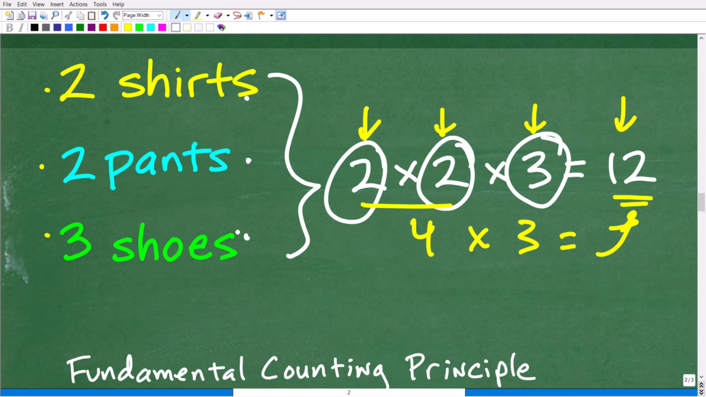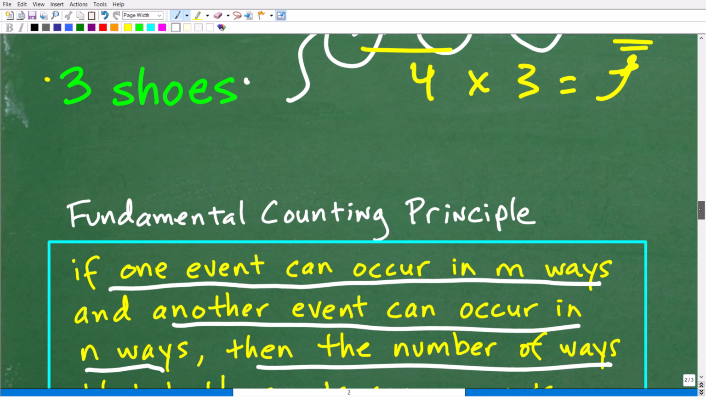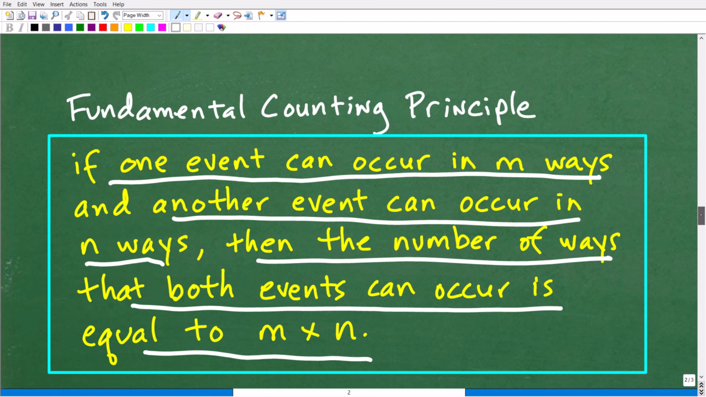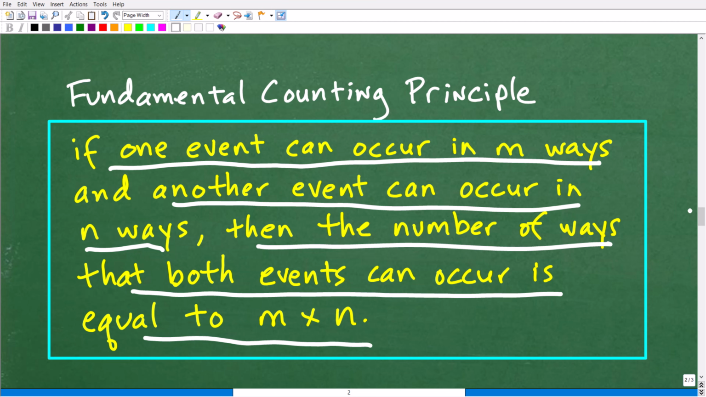Now, if you are a little bit confused, I understand that, and you're probably going to want to do more of these types of problems if you are taking some sort of class that involves counting. But again, at least you're aware that we have tree diagrams and we have this thing called the fundamental counting principle.